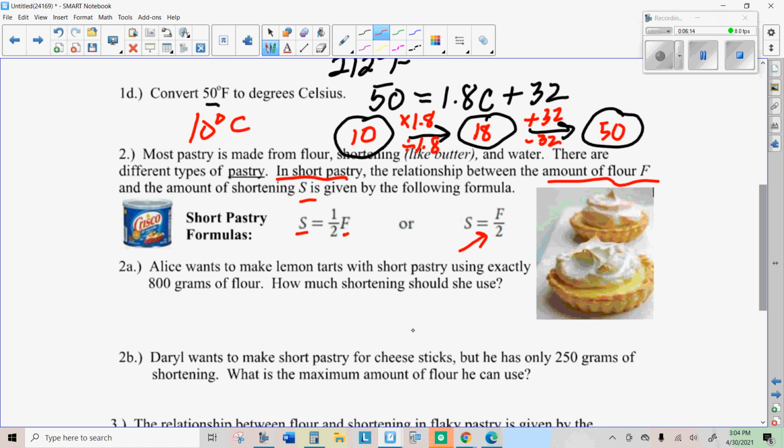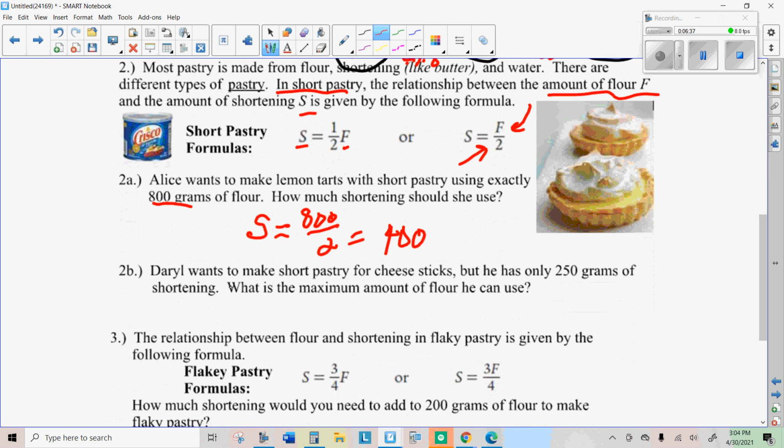You decide. Okay, so Alice wants to make lemon tarts with a short pastry using exactly 800 grams of flour. How much shortening should she use? So the shortening is the amount of flour divided by 2, which is 400.